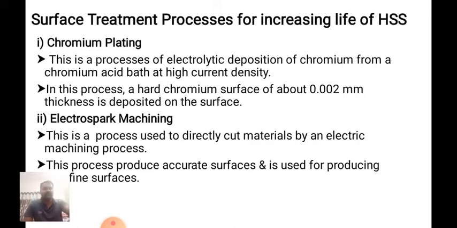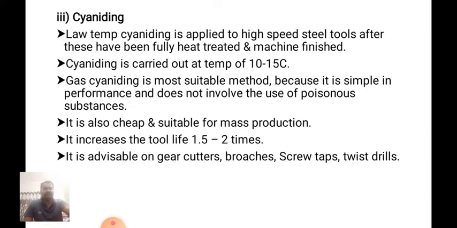Then next is cyaniding, a heat treatment or surface treatment process performed on HSS. Low temperature cyaniding is applied to high speed steel tools after they have been fully heat treated and machine finished. Cyaniding is carried out at a temperature of 10 to 15 degrees Celsius. Gas cyaniding is the most suitable method because it is simple in performance and does not involve the use of poisonous substances.